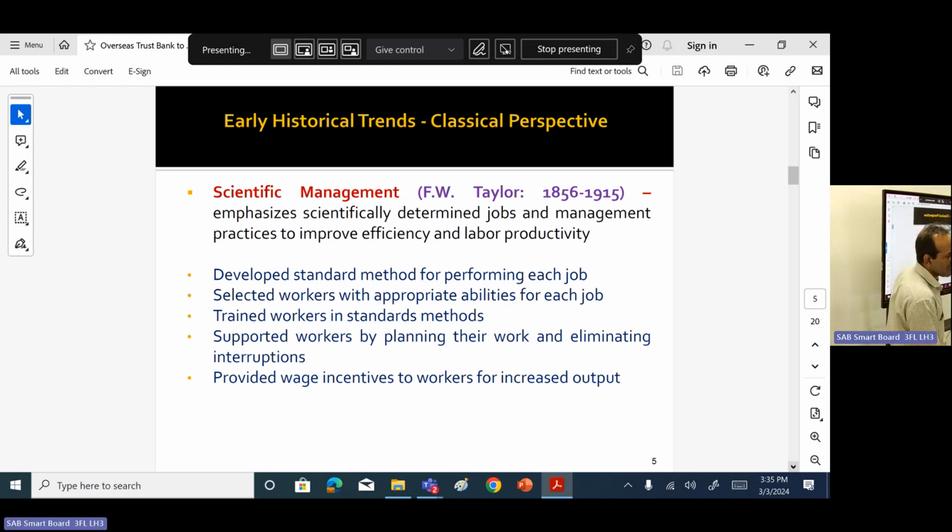Okay, is that enough to know about scientific management? At this level, it is enough, right? Because the subject is indicated as management fundamentals. This is the fundamental.